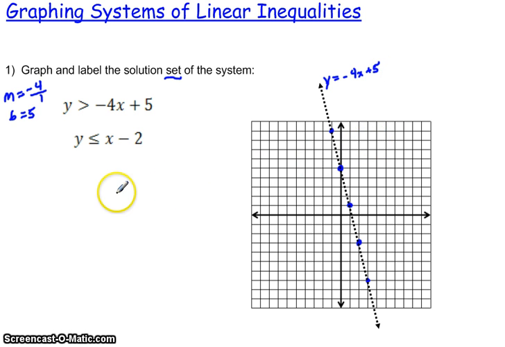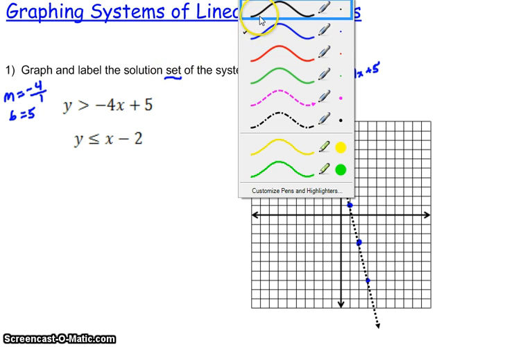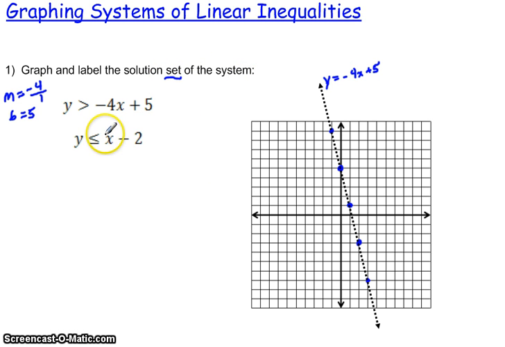Alright, we're going to do the same thing with the other line here. I'm going to switch to red dots here. The m is a 1, so I'm going to say it's 1 over 1, and the b is the negative 2. Now notice with this first one, I didn't shade anything yet. I always wait to shade until I've got both lines ready to go. So anyway, the b is a negative 2, and the slope is 1 over 1. So I'm going to go up 1 to the right 1 and keep doing this. And that's probably good there.